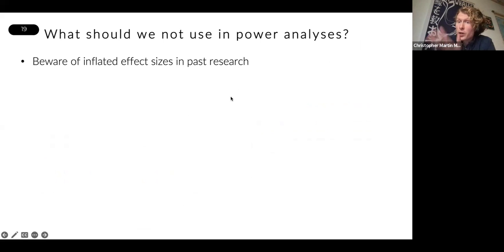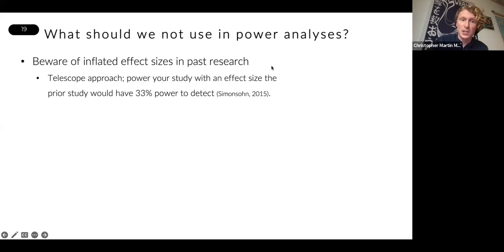Okay, what should we not use in power analyses? And I'll go quickly through this because it's better if you get practice with simulation and power analyses. I would beware of inflated effect sizes in past research. So I've just said that science is iterative, but cumulative science is where we need to really get our estimates from. And there's an approach called the telescope approach, which is a conservative estimate of power and study design, where you can design your study with that in mind, based on previous research and taking this inflation into account.